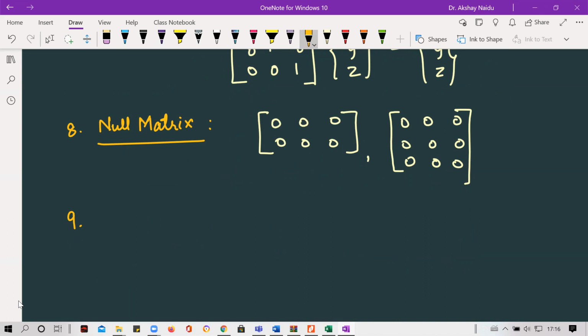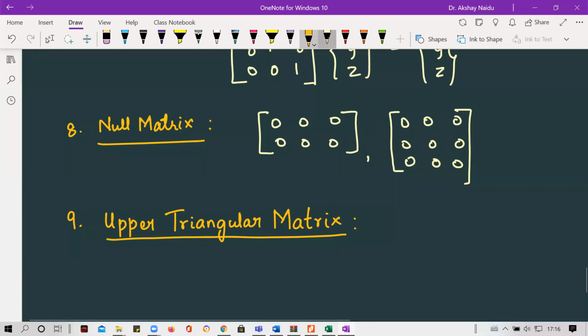All right. Then what next? Then you have, yeah, this is in matrix algebra. These two are extremely important matrices. Upper triangular matrix and lower triangular matrix. Does anybody know what these two matrices are? What is an upper triangular matrix?